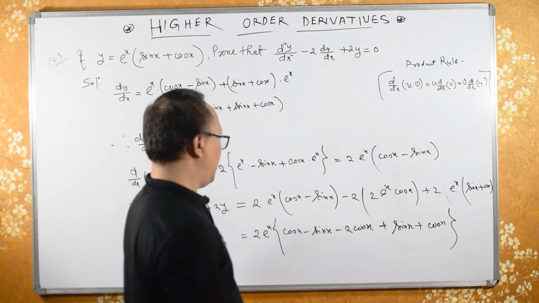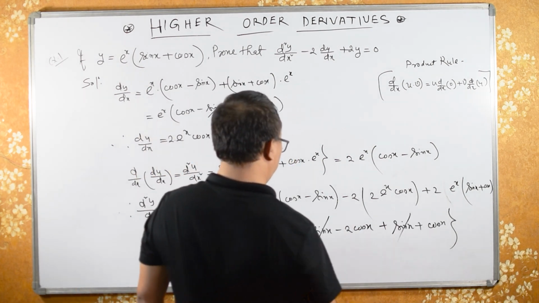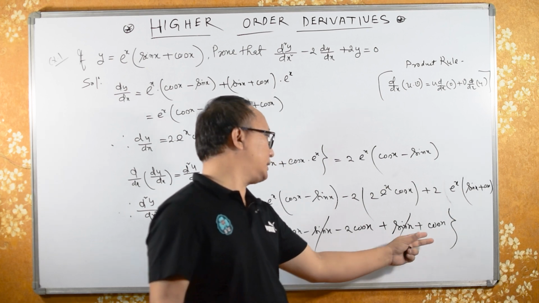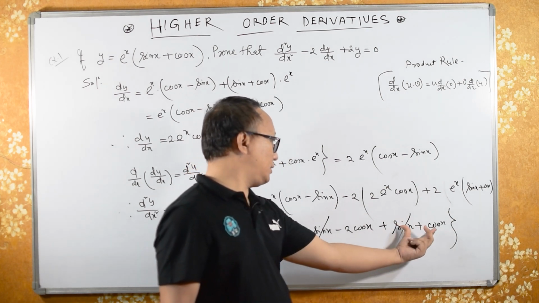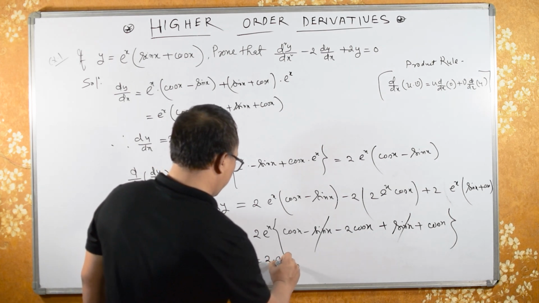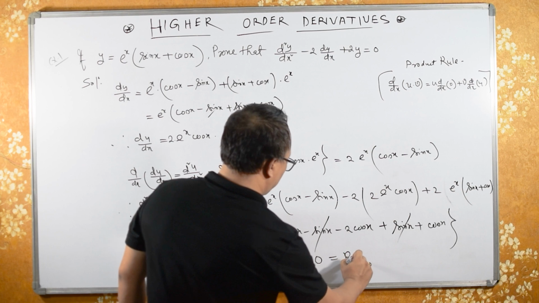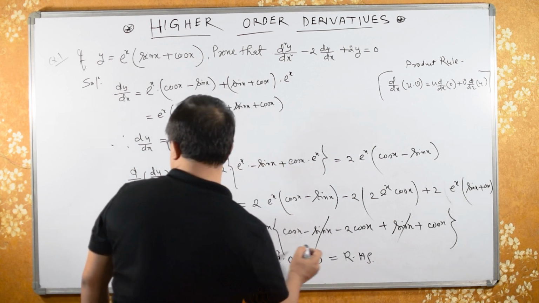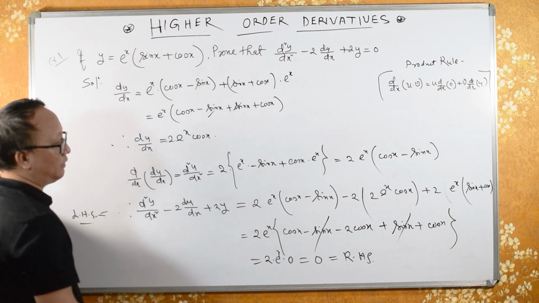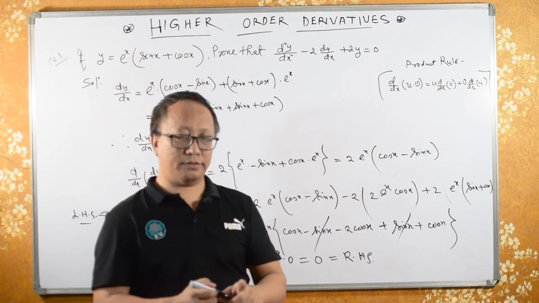Okay. Now sin x gets cancelled. Now cos x plus cos x is twice cos x, and this twice cos x gets cancelled. This becomes a 0. 2 into e raised to x into 0 is 0. This is what? Right hand side. Okay. We are starting from left hand side and we are getting right hand side. Okay. This is the answer.